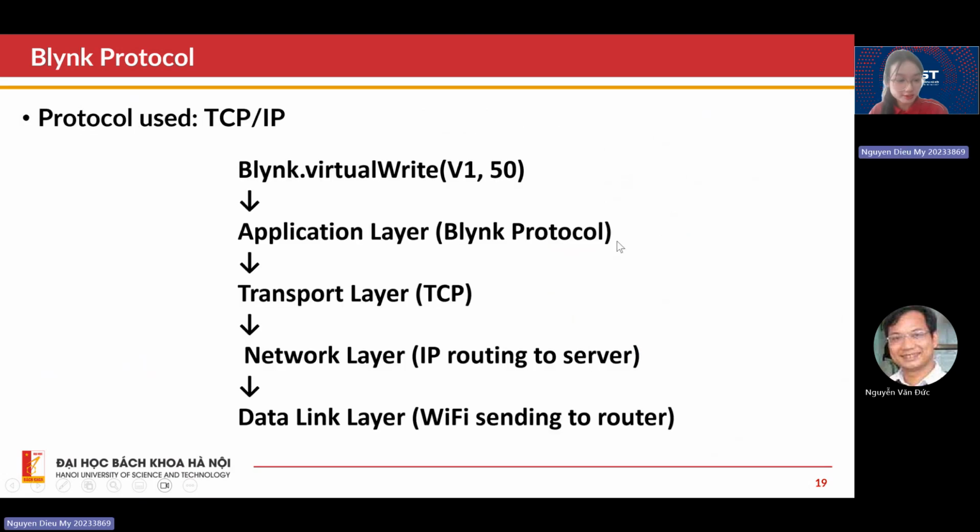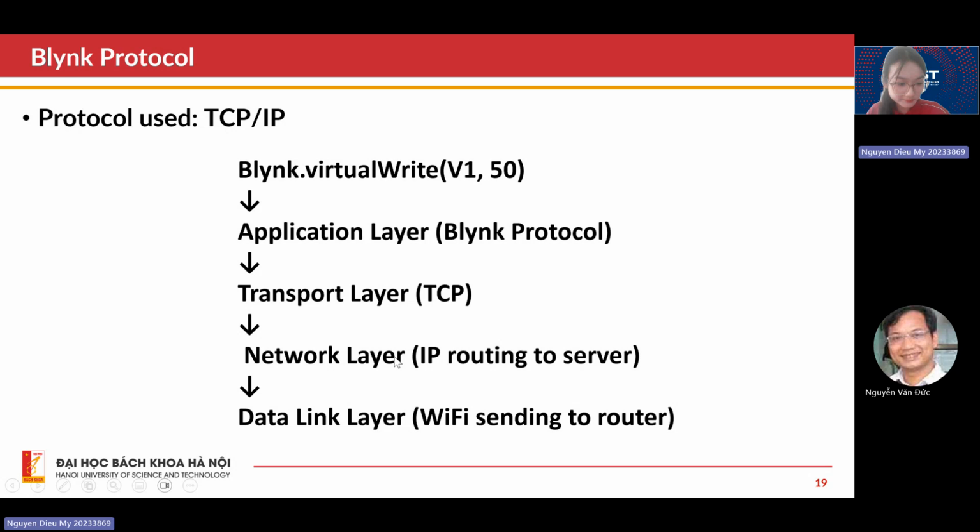And now I will go through the layers of the data flow. First, data is sent to the application layer. This layer is the highest layer where the Blink application operates. And second is the transport layer. The TCP protocol ensures that data is sent correctly and completely. Using the TCP protocol, this is the layer that ensures data is not lost.